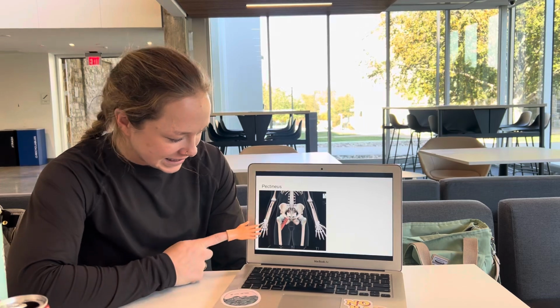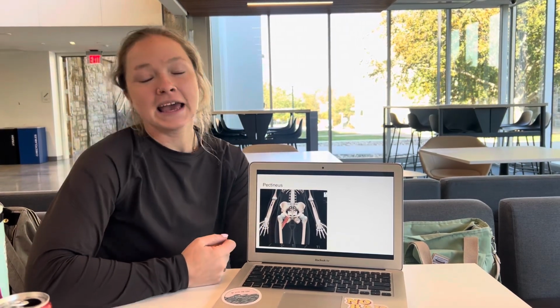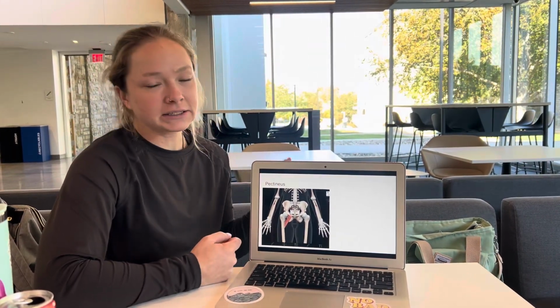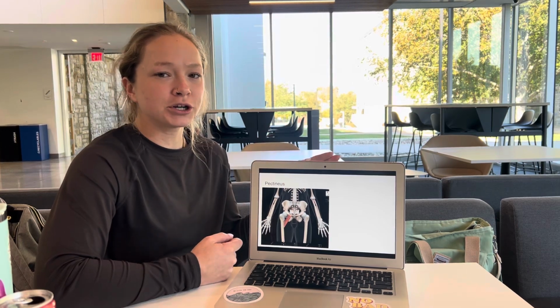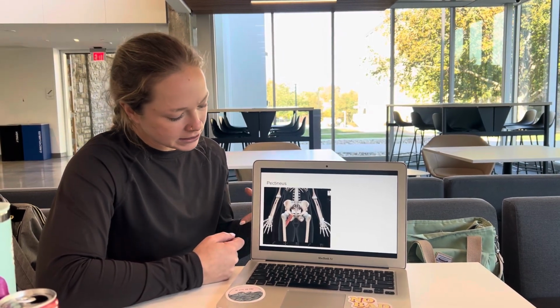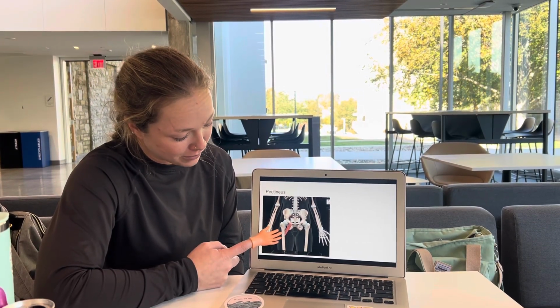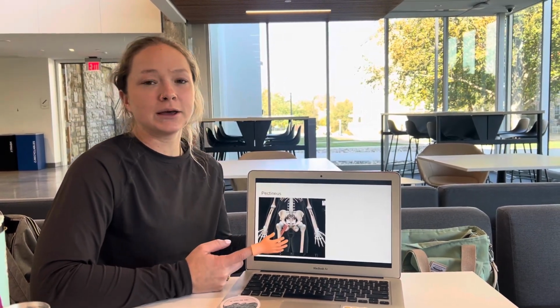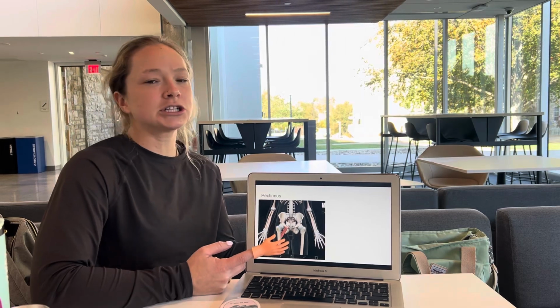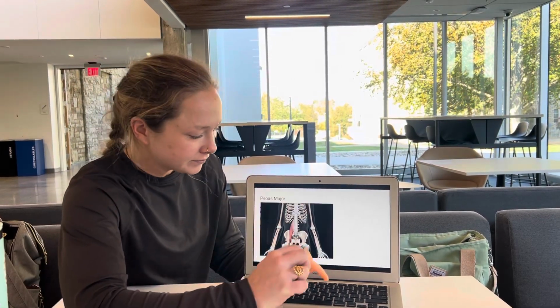Starting off with the pectineus. So here's our pectineus, and it's going to originate on the pectineal line of our superior pubic ramus, and then it's going to insert on the pectineal line of our femur. Its actions are going to be hip flexion, hip internal rotation, and hip adduction.